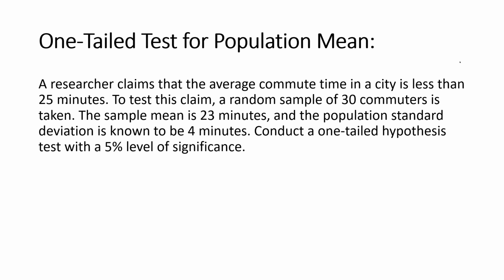A researcher claims that the average commute time in a city is less than 25 minutes. To test this claim, a random sample of 30 commuters is taken, the sample mean is 23 minutes, and the population standard deviation is known to be 4 minutes. Conduct a one-tailed hypothesis test with a 5% level of significance.